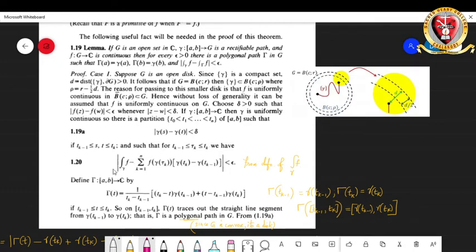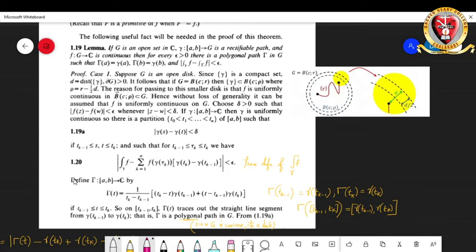And we know by the definition of the integral from the earlier theorem that the modulus of the integral over gamma of f minus the summation k equals 1 to n of f of gamma of tau k into gamma of tk minus gamma of tk minus 1 is strictly less than epsilon, where tau k lies between tk minus 1 and tk.